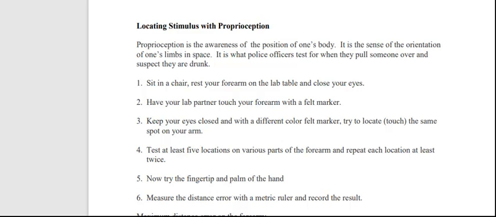Now reach over and touch the outer corner or the lateral corner of your eye and see if you can hit it the first time. I generally hit the top of my cheek and then have to come up and hit the lateral corner, but then I'm a lot older than you guys, so I have a little bit of a problem with that.